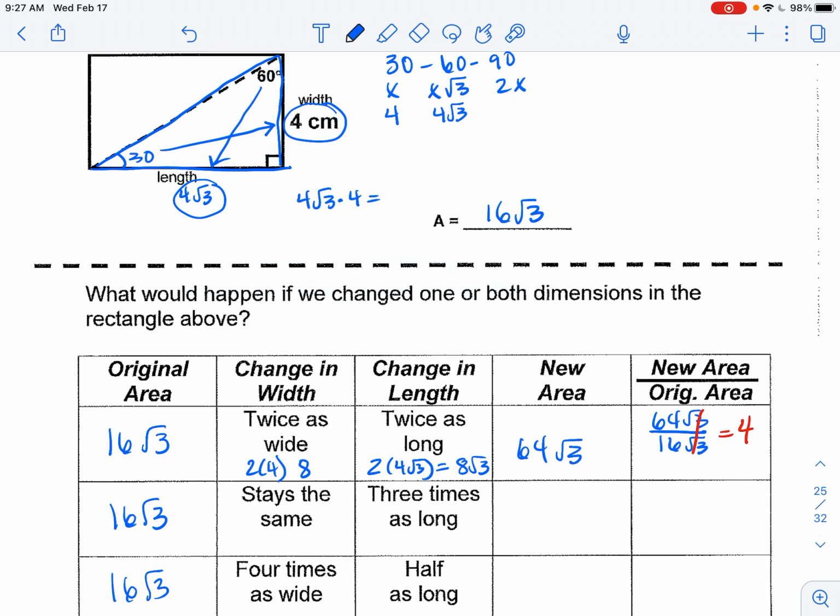It says we're going to keep the width the same, so this is still going to be 4. But we're going to increase the length 3 times. So it's going to be 3 times 4 roots 3. When you're multiplying, you multiply numbers that are outside. So it's 4 times 3, and that gives us 12 roots 3. So my new area, length times width, would be 12 roots 3 times 4, or 48 roots 3. Okay, so let's take the new area, 48 root 3, and the old area. Again, my roots 3 cancel, and 48 divided by 16 gives us 3.